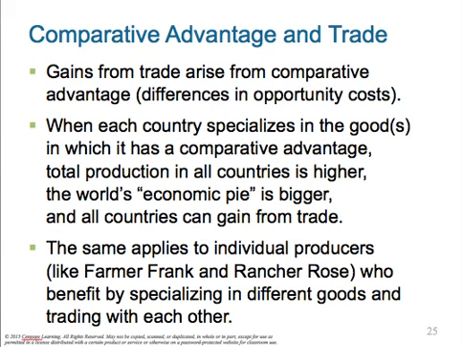The same applies to individual producers, like in the book where they talk about Farmer Frank and Rancher Rose, who benefit by specializing in different goods and trading with each other. Now you know why I encourage you to go through the lecture and the reading, because you've got two different examples going through the same process.